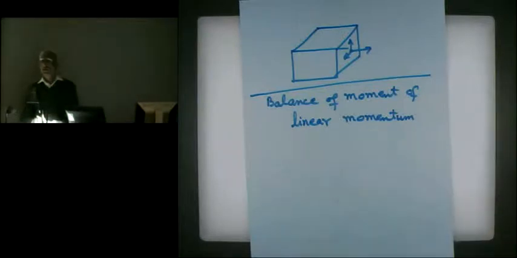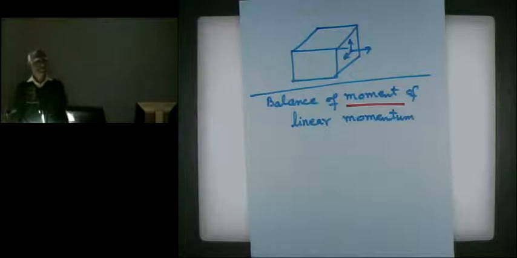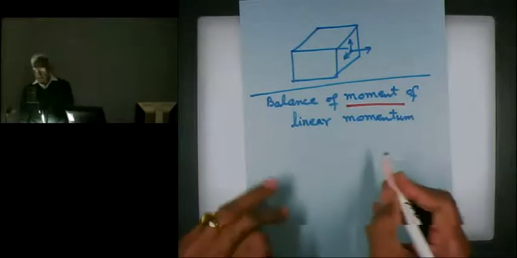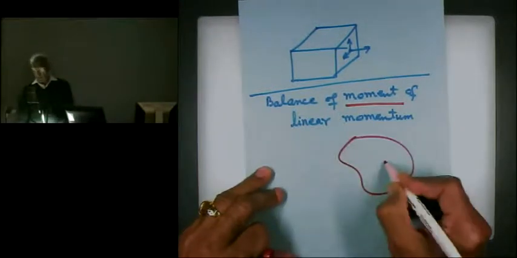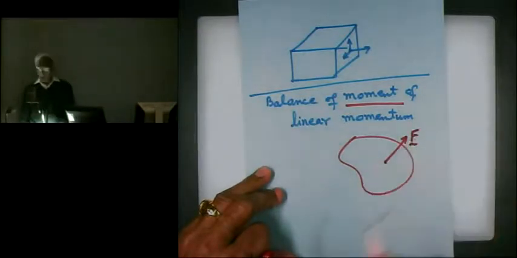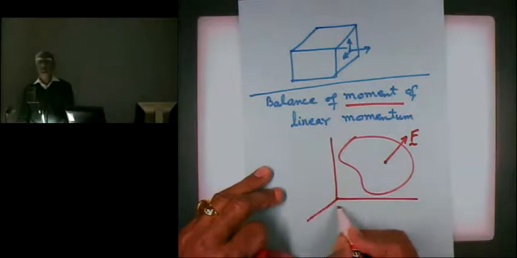Now, what is the moment of a force? Remember, linear momentum is a vector. So the phrase we are using is moment of linear momentum. How do we take the moment of something? How do you take the moment of a force? Is my question making sense? Suppose I have this body, here is the point, like any point, and I have a force F acting here, and I want to take the moment of this force about this origin. What do I do?